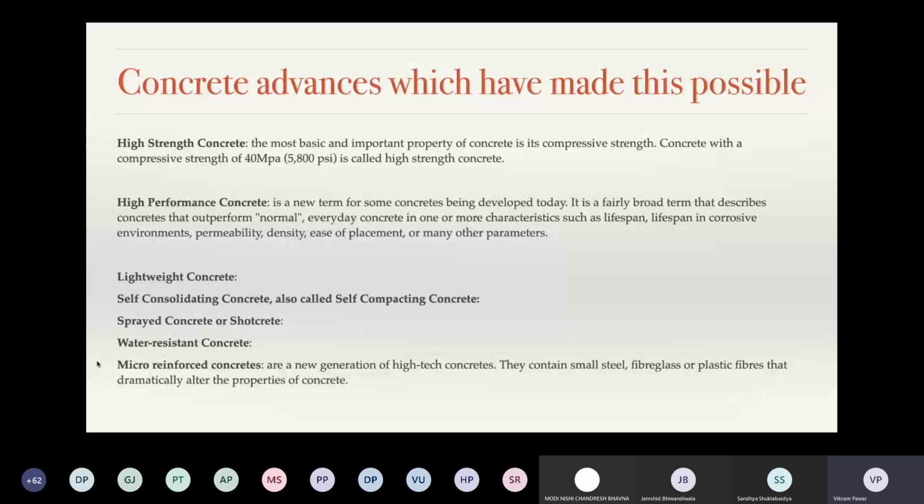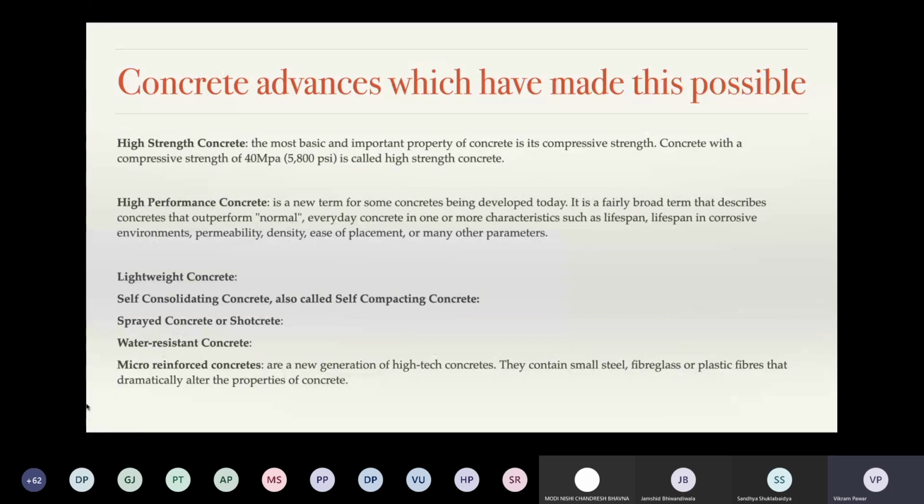Apart from that, you have high performance concrete. These are the various types of concretes, but I'm focusing only on high strength, high performance, and micro reinforced concrete. These are the ones which have the possibility of being used in pre-stressed concrete. Now, what is the difference between high performance concrete and high strength concrete? High strength is talking only about the strength of concrete, whereas high performance concerns longevity, behavior, shrinkage cracks, ability for penetration of moisture, permeability, density, ease of placement, and all other factors.